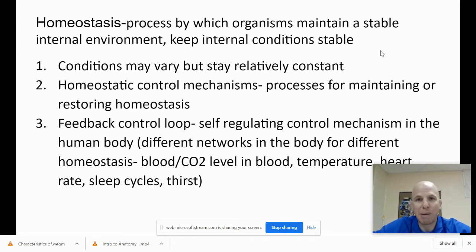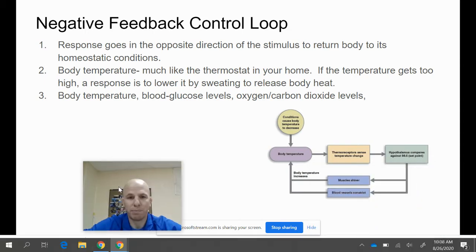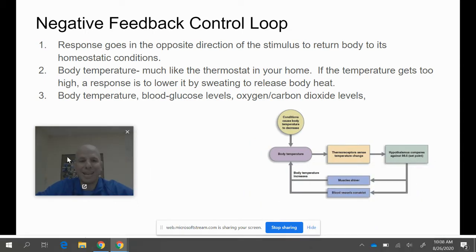So I ended up talking about feedback control loops. There's two types of feedback control loops that you have to be aware of. First one is called a negative feedback control loop. Okay. In a negative feedback control loop, the response goes in the opposite direction of the stimulus to return the body to its homeostatic conditions. Okay. What does that mean?